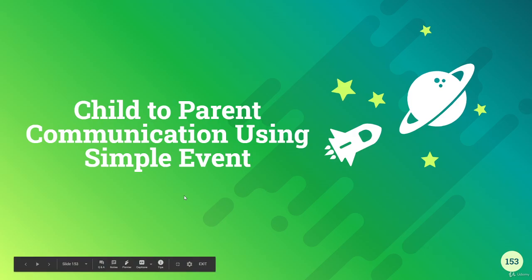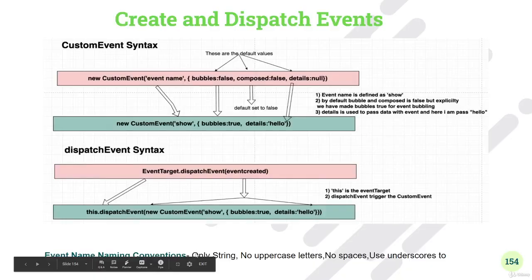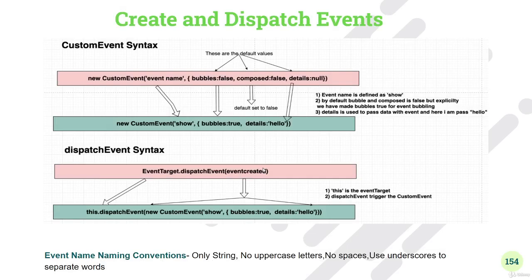So let's see how to create and dispatch an event. This is the custom event syntax. First you call the new operator, and the constructor name is CustomEvent. The first argument you pass is the event name, and after that, in object format, you pass the options. We'll not go into the options right now. Whenever it's required, I'll explain about that.